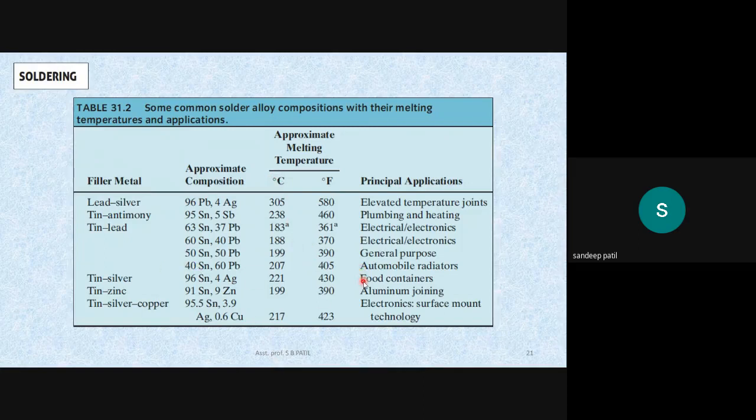For example, say food containers. So tin and silver filler metal is used, which are generally non-toxic. Where 96% Sn and 4% Ag, the approximate composition is also given, and for that the melting temperature is 221 degrees Celsius. So for different principal applications, different filler metals are used, which have different compositions and melting temperatures, obviously below 450 degrees Celsius.